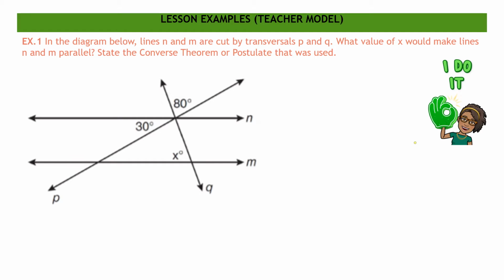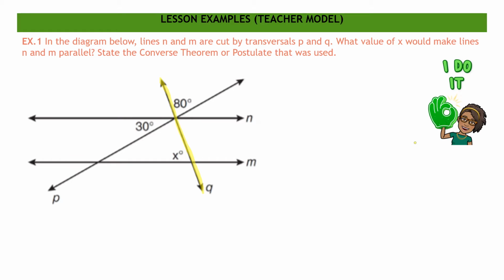So here we have example 1, and it says in the diagram below, we have lines N and M, and they are cut by the transversals P and Q. They're asking us what value of X would make lines N and M parallel. We need to state the converse theorem or postulate that was used to solve for X. As you can see, X is on the transversal line Q. But they also give us some other angle values, 30 and 80.